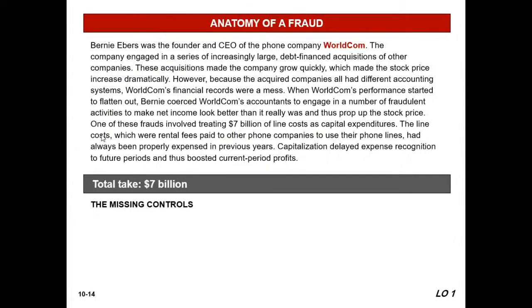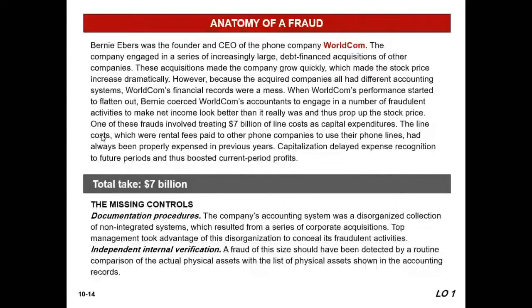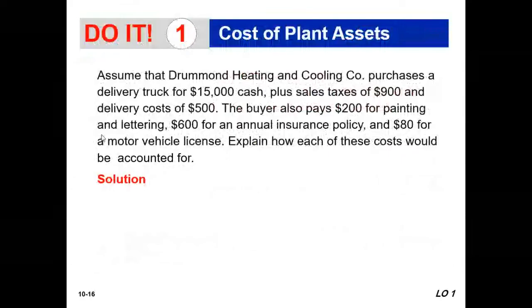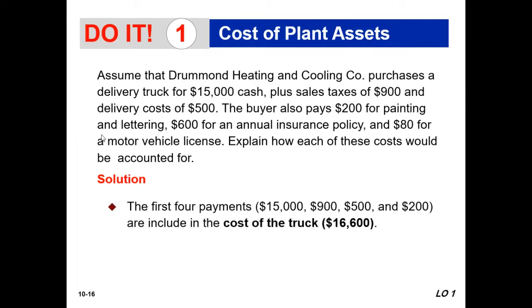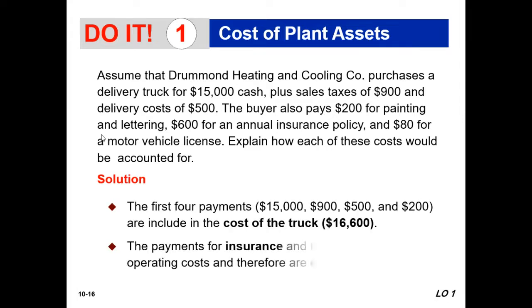This is just one example. You can read it. I will not discuss this one. Next one, another example. Try to solve this example by yourself. How these costs will be accounted for. These first payments are for cost of trucks and other payments are insurance and license. This is same like the question which we solved today.